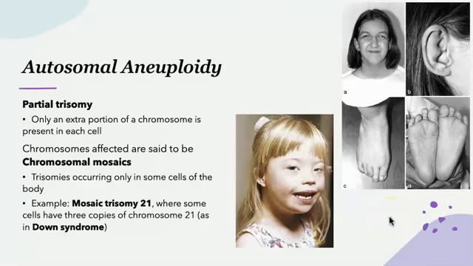Now let's talk about the autosomal aneuploidy, in which we have a partial trisomy. So this is only an extra portion of a chromosome that's present in each cell, where the consequences of having this partial trisomy isn't as severe as those that are complete. So it may only occur in some cells of the body. And so in the cells where the chromosomes are affected, we call that chromosomal mosaics.